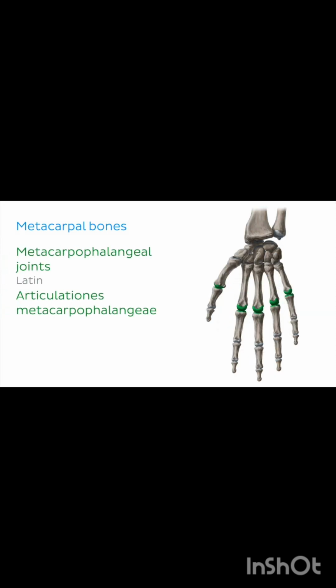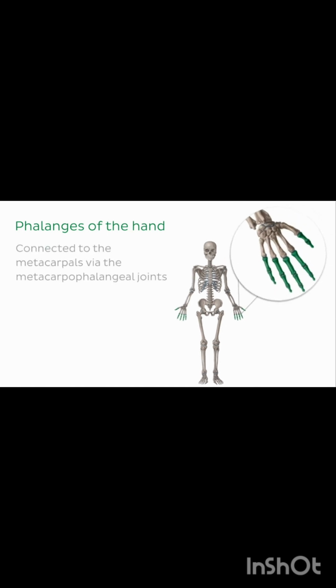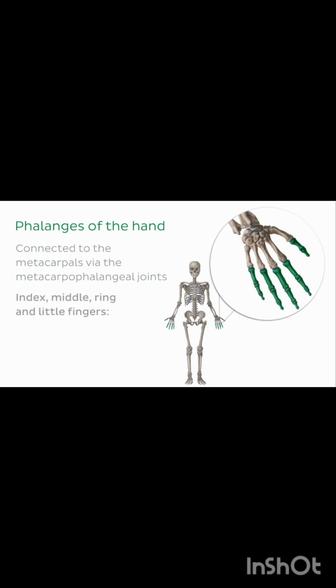Lastly, we'll look at the phalanges of the hand. The phalanges of the hand, as we have just seen, are connected to the metacarpals via the metacarpophalangeal joints. The index, middle, ring, and little fingers have a proximal phalanx, a middle phalanx, and a distal phalanx. The thumb, however, only has two phalanges, a proximal phalanx and a distal phalanx. The phalanges are connected to each other via hinge joints which are known as the interphalangeal joints.